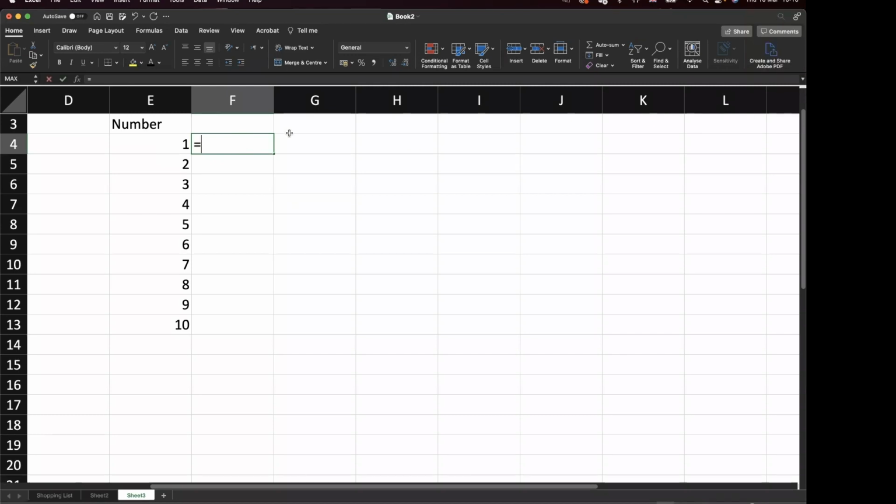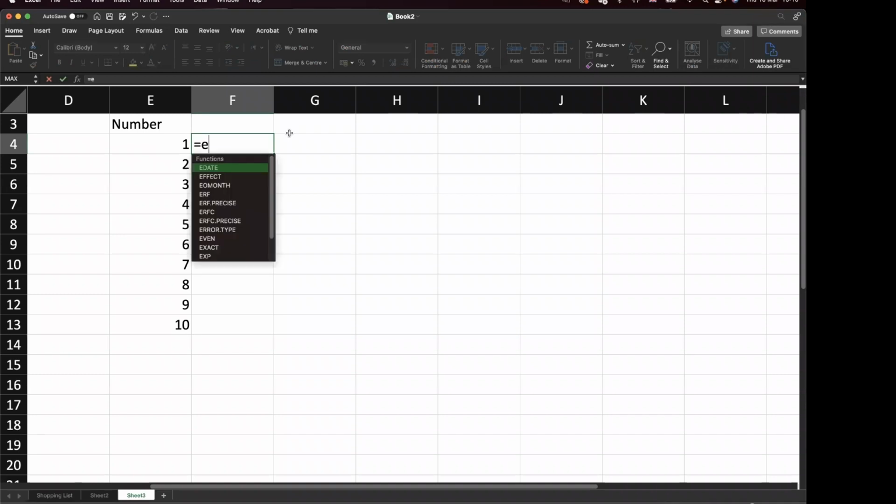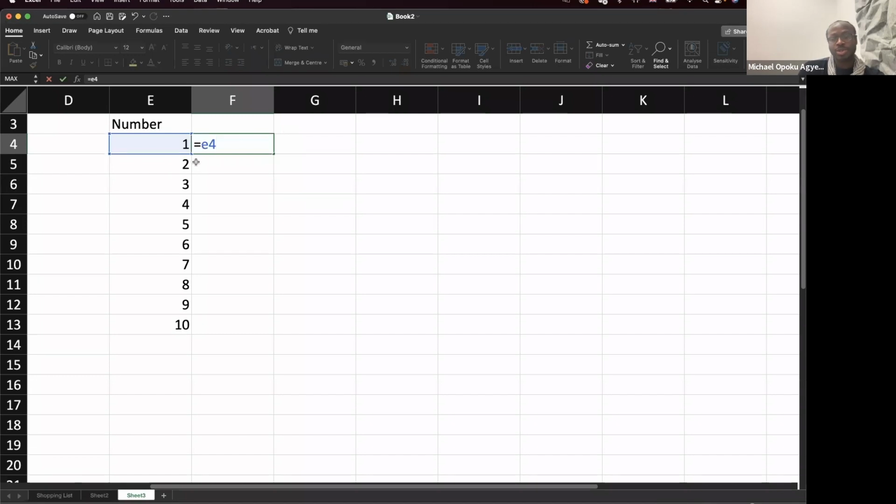Equals E4. Dollar sign. No, I want to multiply. So if this is what I want to do, right? If I take this value, I want to multiply it by 2. If I take that value, I want to multiply by 2. If I take that one also, I want to multiply by 2. But I know it's repetitive, so I can use autocomplete. So what formula should I use for the first one?